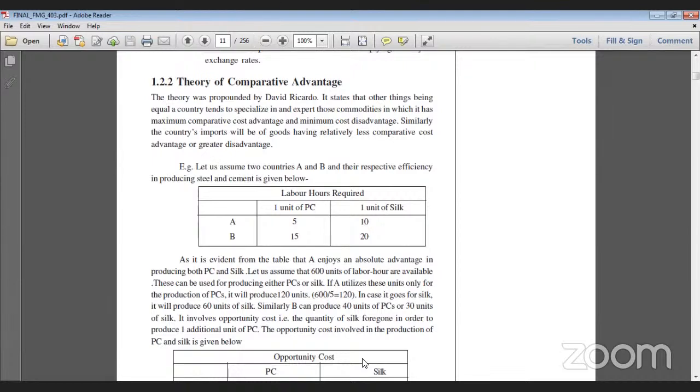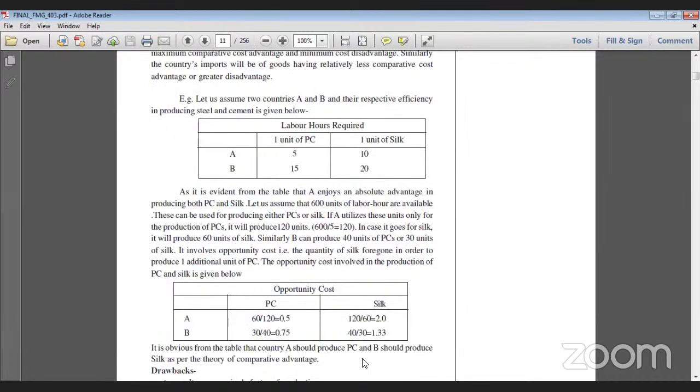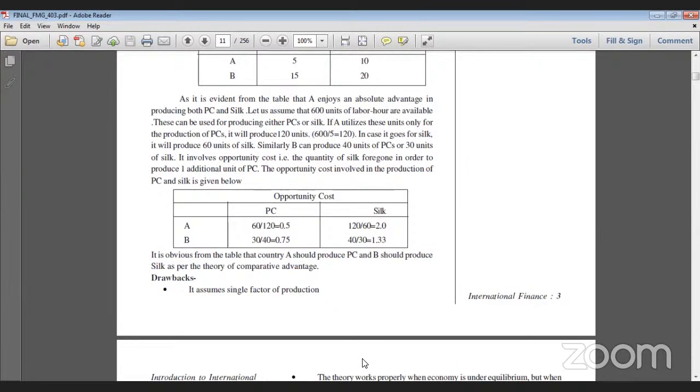It involves opportunity cost: the quantity of silk foregone in order to produce one additional unit of PC. The opportunity cost involved in the production of PC and silk is given below. 60 divided by 120 is equal to 0.5, and for silk, 120 divided by 60 is equal to 2. For B, it is 0.75 and 1.3.